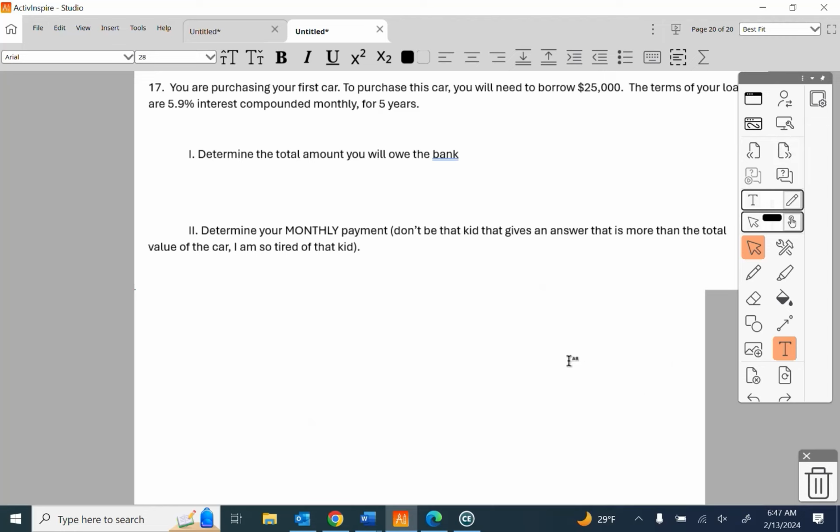Kids give the craziest things. Don't be that kid that gives an answer that is more than the total value of the car. You are purchasing your first car. To purchase a car, you will need to borrow $25,000. The terms of your loan are 5.9% interest compounded monthly for 5 years. You should definitely write down the formula. The formula is pretty simple. It says the amount after time is the principal times 1 plus r over n, and the exponent here is nt.